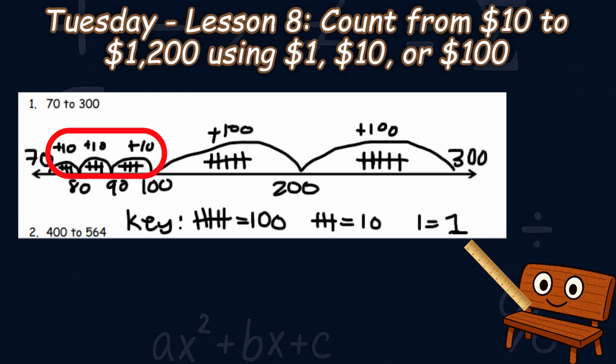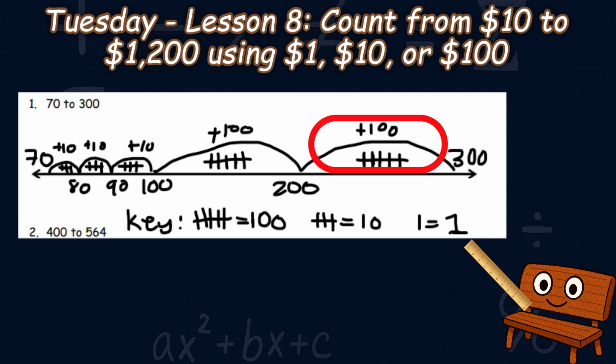You need 3 more tens to make 70 into 100. Think about your addition: 7 plus 3 equals 10. So the same can be said for the number 70. Once we get it to 100, now we can use our 100 bundles, because if we add 100 with another 100, we're now at 200. And now you can see the pattern: you only need 1 more 100 to get to 300.